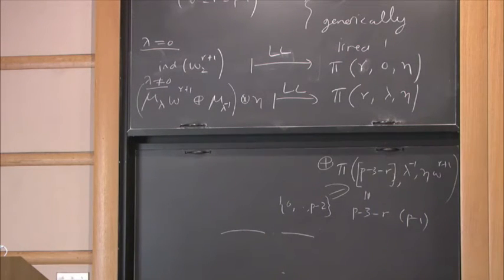Okay, so that was just a recall of this bottom line here. It's a very explicit map, and it tells you what to do with any particular Galois representation, what to map it to.